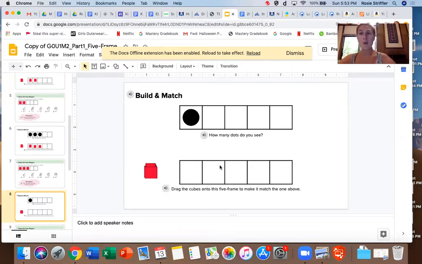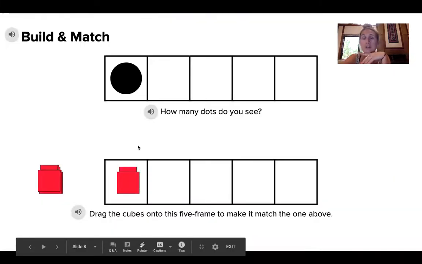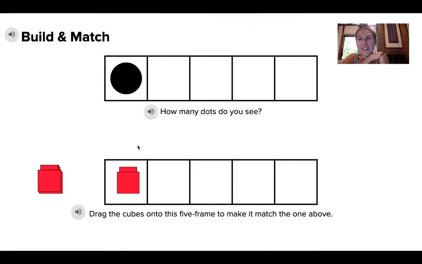Okay, how many dots do you see? Show me on your fingers. 1. Fantastic. Okay, now we have to match the bottom. So we're going to match it. Then I'm going to make it big again. They match. How many fingers? I'm sorry, how many dots? Show me on your fingers again. That's right, 1. Nice job.